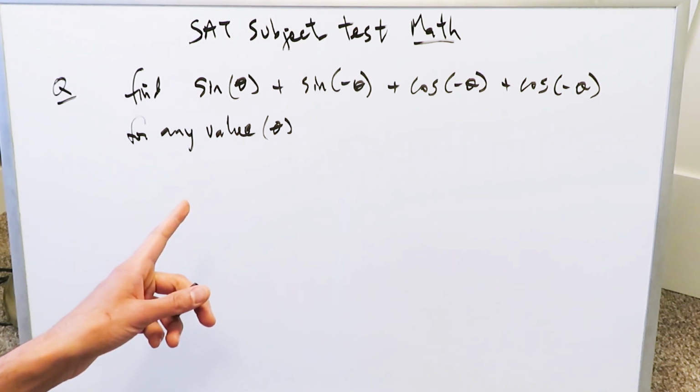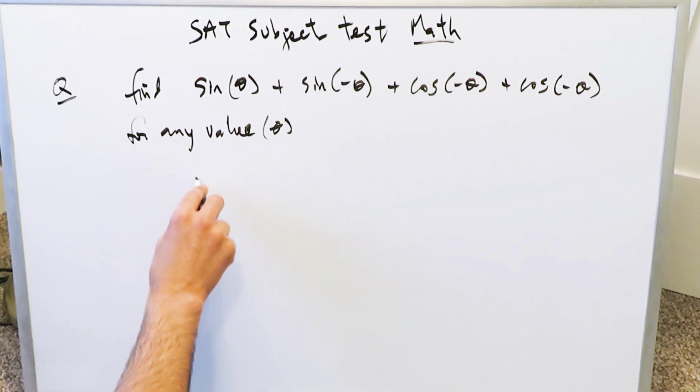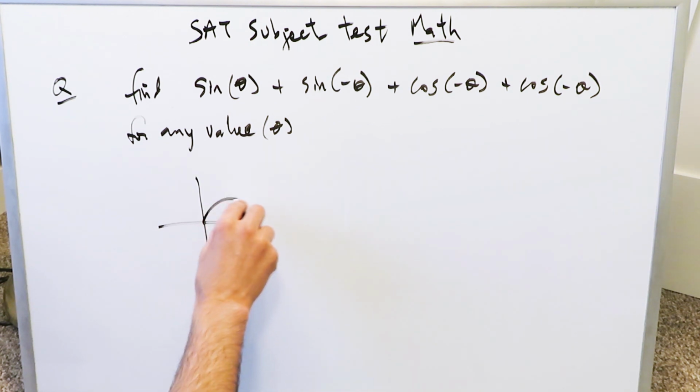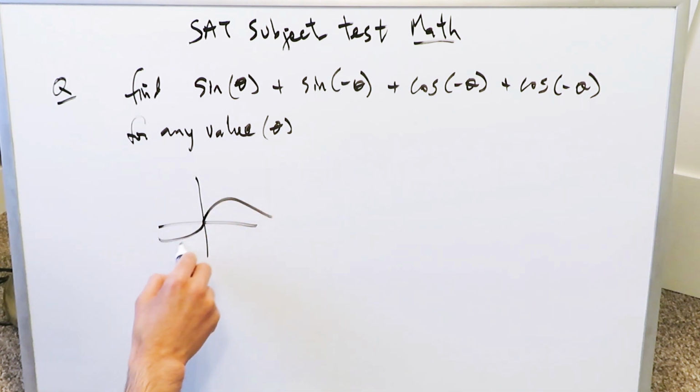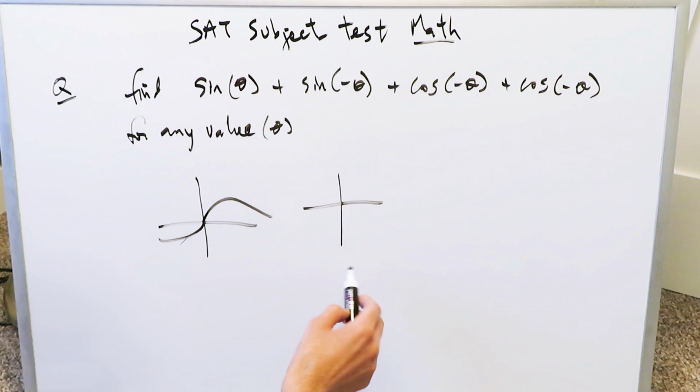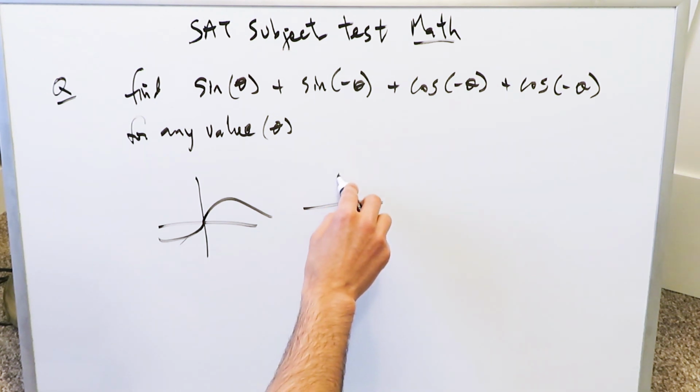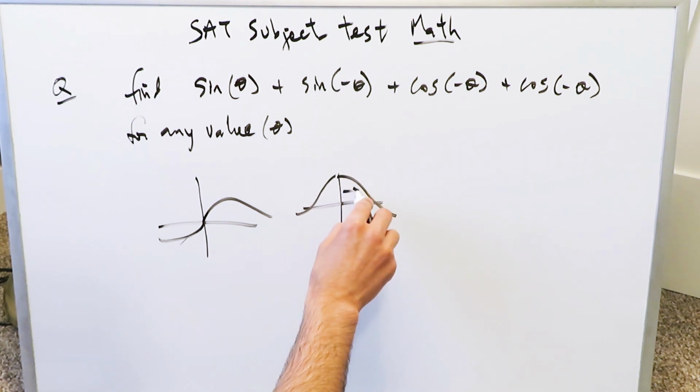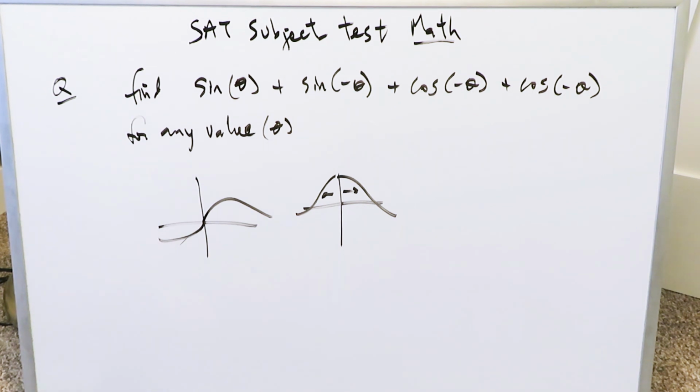Sine is always an odd function because it has origin symmetry. Why is it origin symmetry? Because the curve looks like this. It's origin symmetry. The cosine is always even symmetry because it's symmetric around the y-axis. It looks like this. See, it's symmetric around the y-axis. You have to keep that in mind.